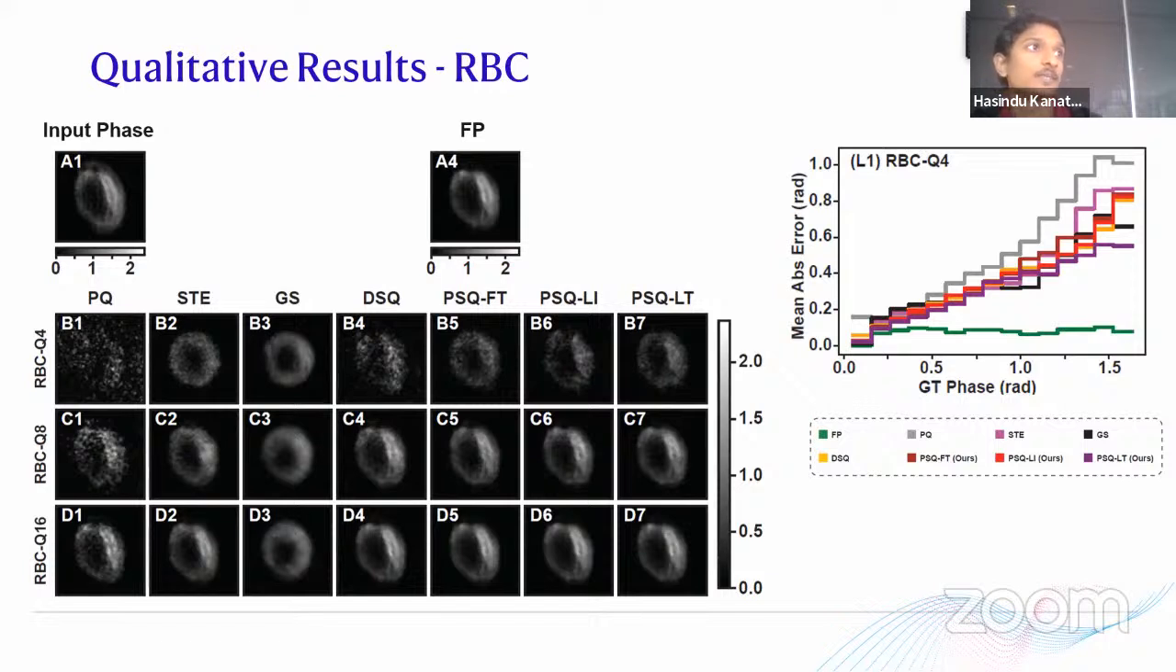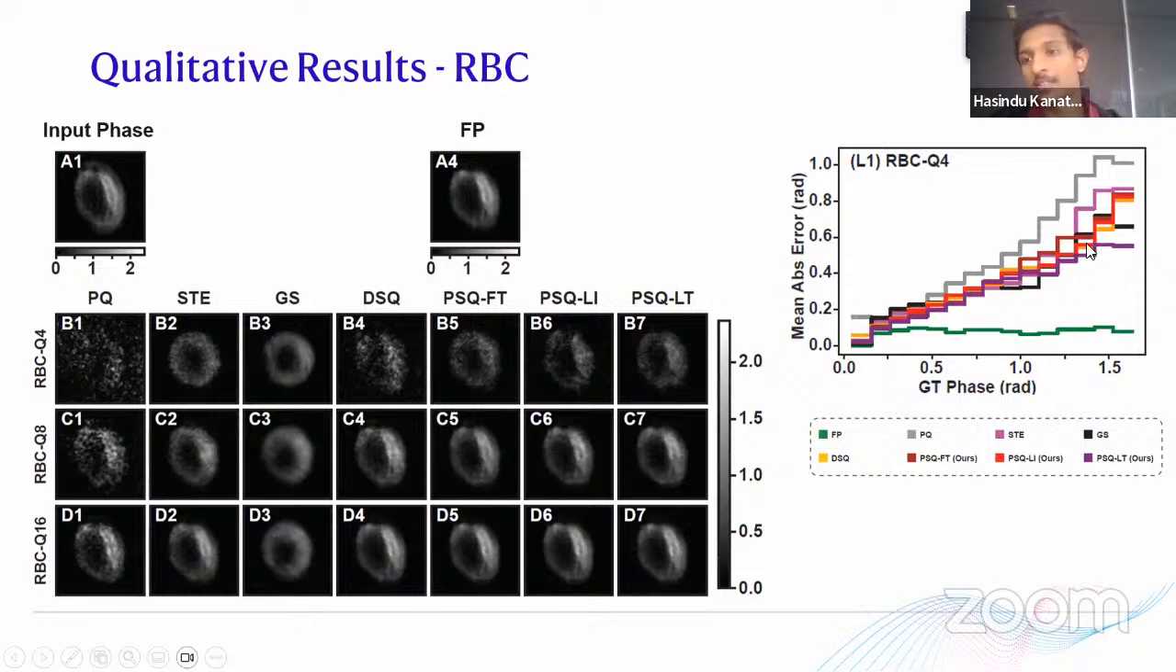For the two classes, considering the other two quantization levels, the output is really good. It's really similar to the full precision output, and even with DSQ as well. Our method performs as well as DSQ.